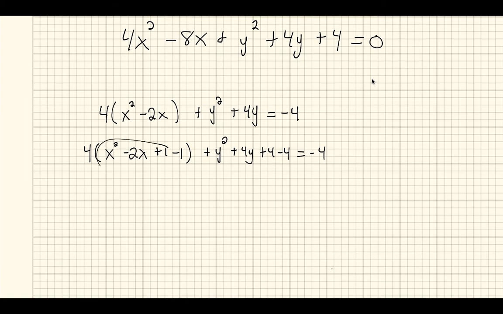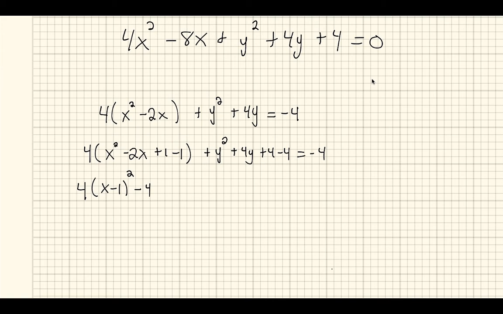Remember, we're going to take these terms and factor those. So this is 4 times x minus 1 squared. So we used these 3 terms to factor to x minus 1 squared. But then what happens to this minus 1? If it's going to come out of the parentheses, it's going to be a minus 4. So let's do the same for the y's. That's going to factor to y plus 2 squared.